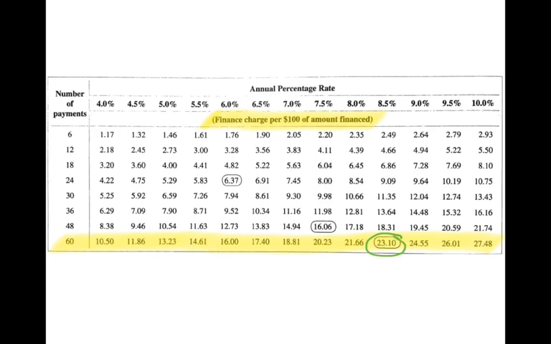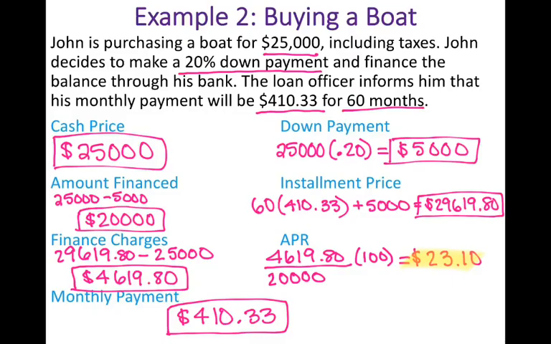Then I'm going to look at the column to help me figure out the APR, which in this case is 8.5%. So for my APR, 8.5%. There is your final answer for this particular scenario.